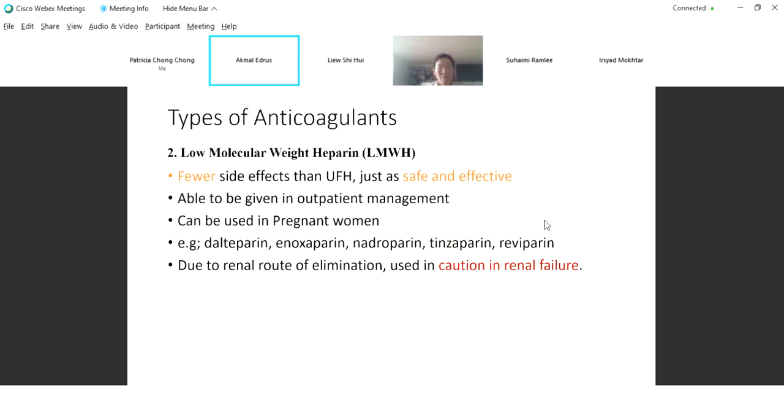When compared with unfractionated heparin, it has fewer side effects, but it's just as safe and effective. The difference is it can be given in outpatient management, and it can be used in pregnant women. Some examples include dalteparin, enoxaparin, nadroparin, tinzaparin, and reviparin. Because the principal route of elimination for this drug is through the renal route, you need to use caution when giving it to patients with renal failure.